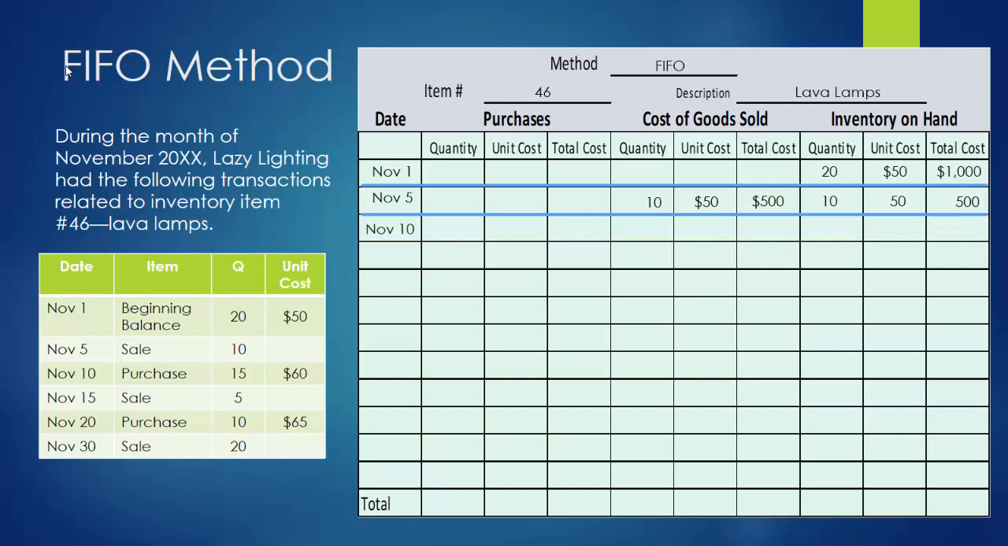On November 10th, they're going to make a purchase, and they're purchasing 15 lava lamps at a unit cost of $60 a piece for a total of $900, which you're going to report in the purchases section of your perpetual inventory record. If you're using FIFO or later LIFO when we get there, you can't just merge all your inventory together. You can't say we had 10, we were just buying 15, so let's say we have 25 units of inventory on hand. What you have to do is create what they call layers.